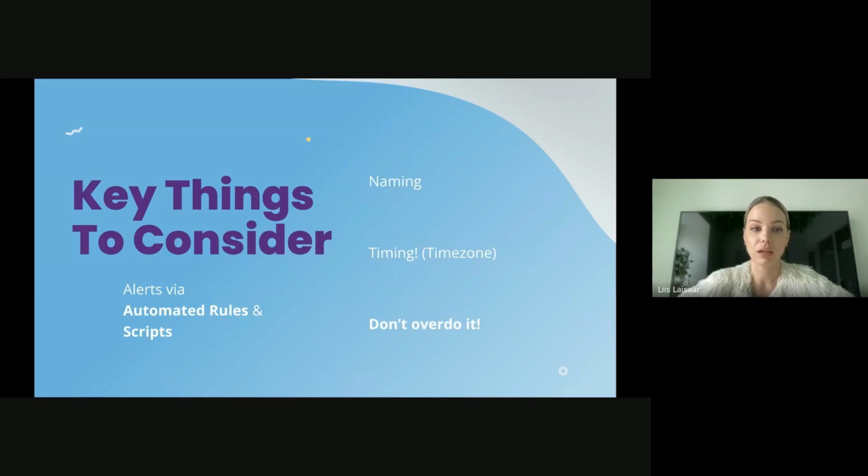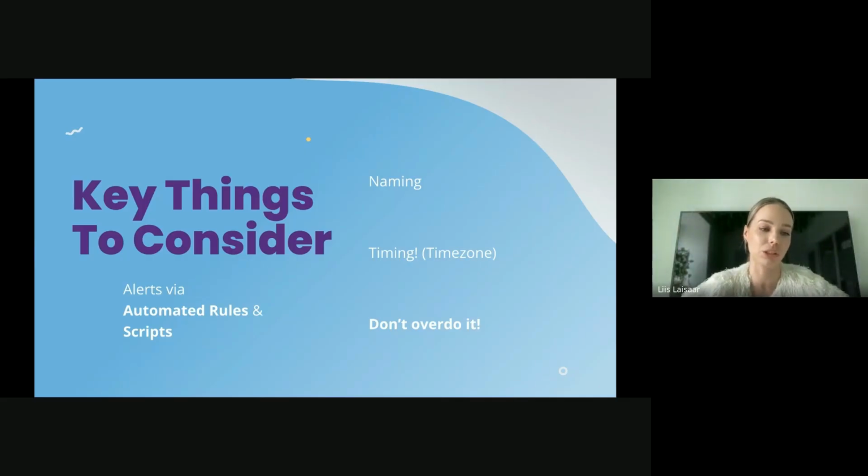And thirdly, definitely don't overdo it. It's very easy to get a little bit excited about these automated rules and scripts. So what can easily happen is that you set up too many of them. You end up getting too many emails, and we all know what happens when you start getting too much of something in your inbox. You start ignoring it, and then this whole thing loses its purpose.